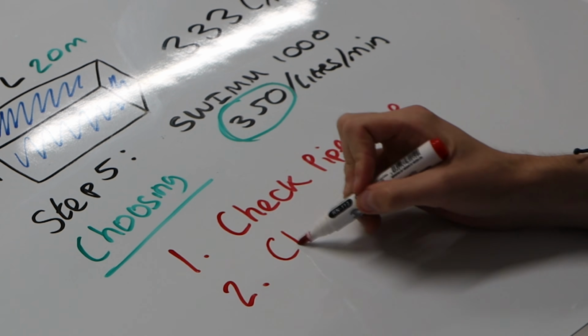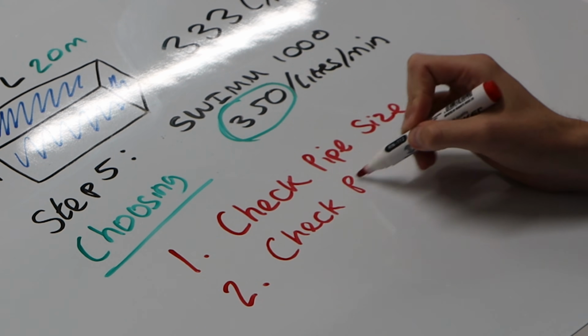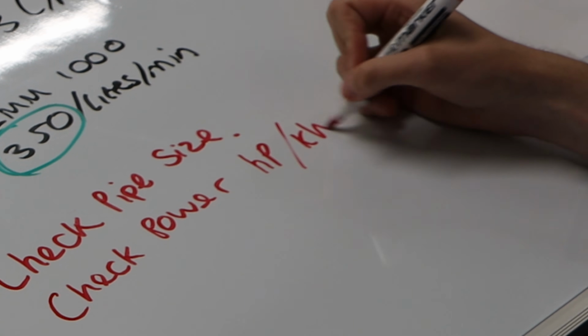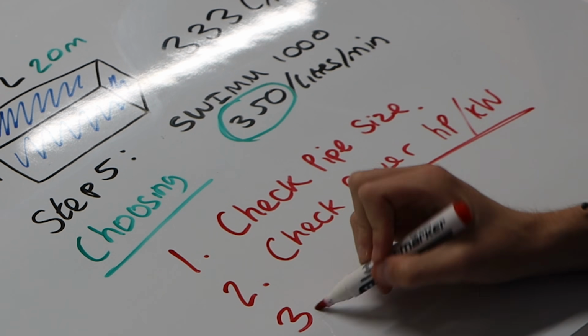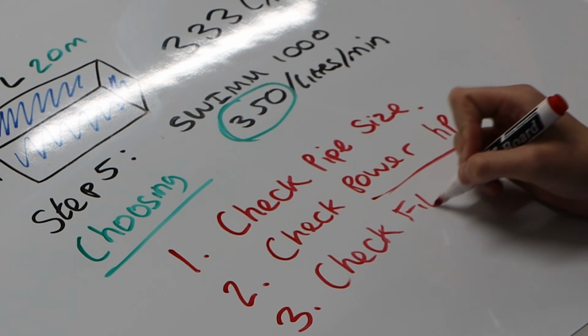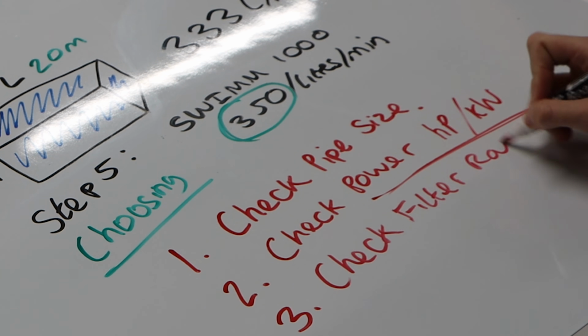Secondly, you want to check the power, which will be in horsepower or kilowatts. Now, if you've had a pool pump that's run for years, been absolutely fine and kept your pool in really good condition, then you probably want something of a similar power. And then, as I mentioned earlier, you also want to check your filter rating, because what you don't want to be doing is having a pump that is too powerful for your filter.